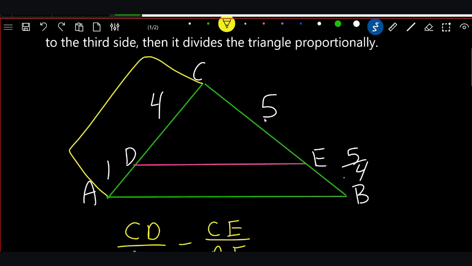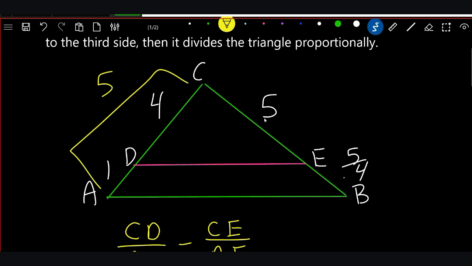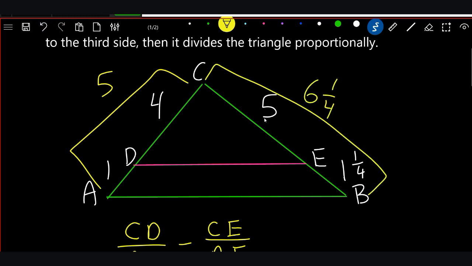So what does this whole side equal? The whole side over here equals 5. What does this whole side over here equal? It equals 5 and, well, actually, this is better if we write it as 1 1/4. We did have 5/4, but in geometry, writing a mixed number is better than writing an improper fraction. So we'll call that 1 1/4. So this entire side over here is going to be 6 1/4.